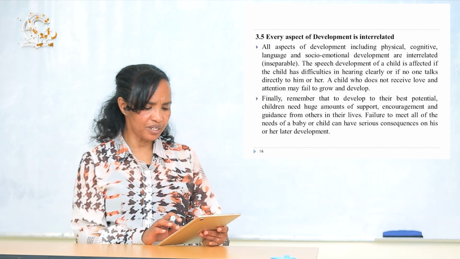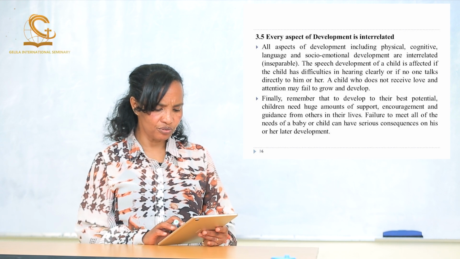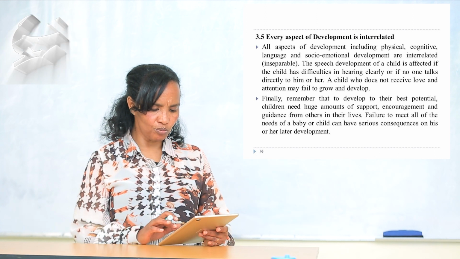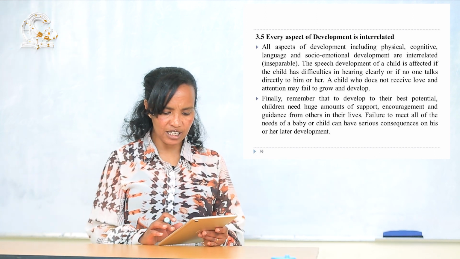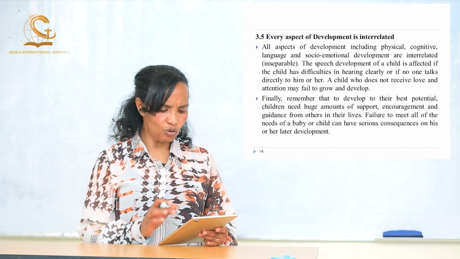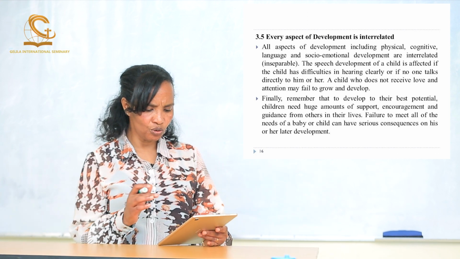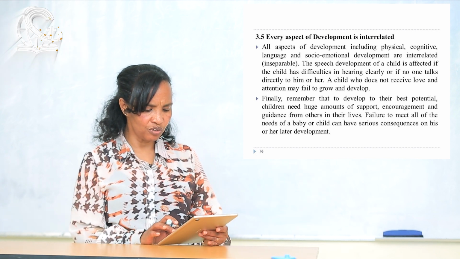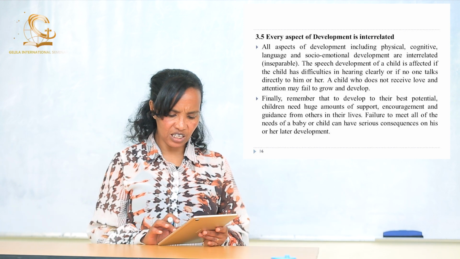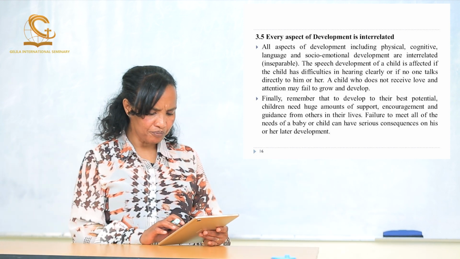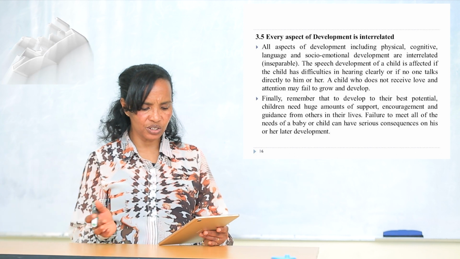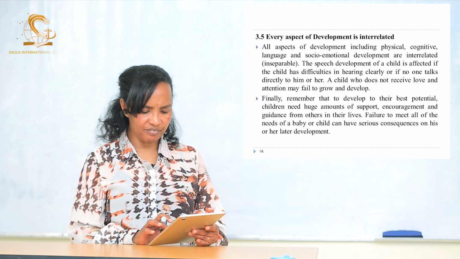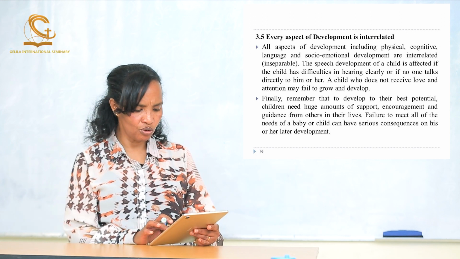The fifth principle is every aspect of development is interrelated. So all aspects of development, we will see later what the aspects of development are, physical, cognitive, language, socio-emotional, are interrelated. So the speech development of a child is affected if the child has difficulties in hearing clearly or if no one talks directly to him or her. A child who does not receive love and attention may fail to grow and develop.